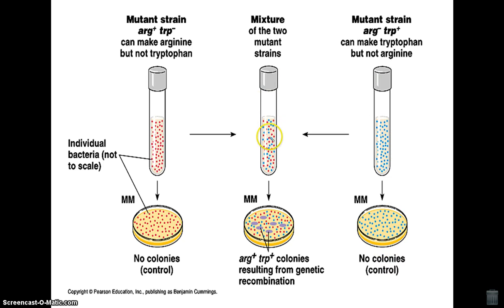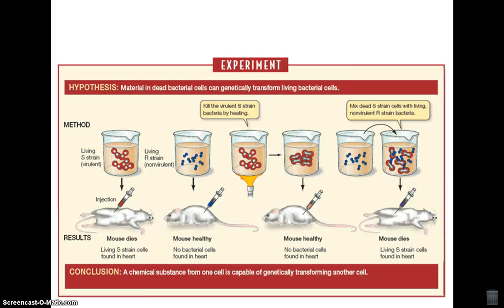But when we mix the two strains together, there is a transformation, so there's an exchange between those two strains, and we get, as you can see here, the purple colonies that can produce both arginine and tryptophan. So a transformation, an exchange of genetic material has taken place between those. The other case that we've already seen is with Fred Griffith's experiment with the mice, where he took the live virulent strain of Streptococcus and injected it into the mice.